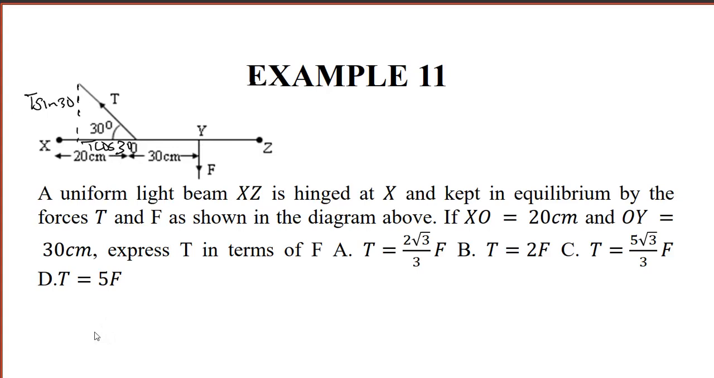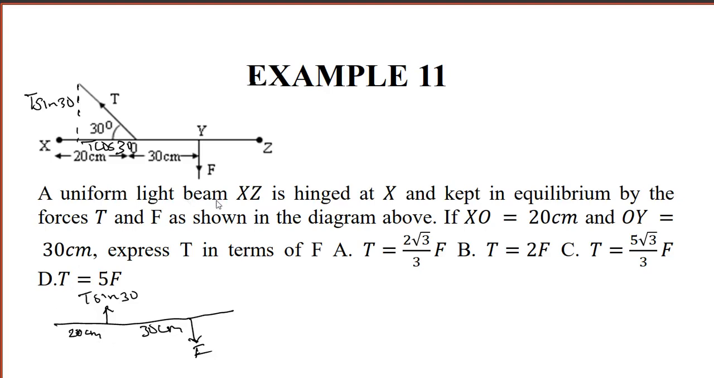Because T cos 30 lies on the plane, it will not create moment. So let's draw our diagram again. We have here T sine 30 and the distance is 20 centimeters. Now we have a force here, and that force is F. And the distance is 30 centimeters. So let's go through the question.